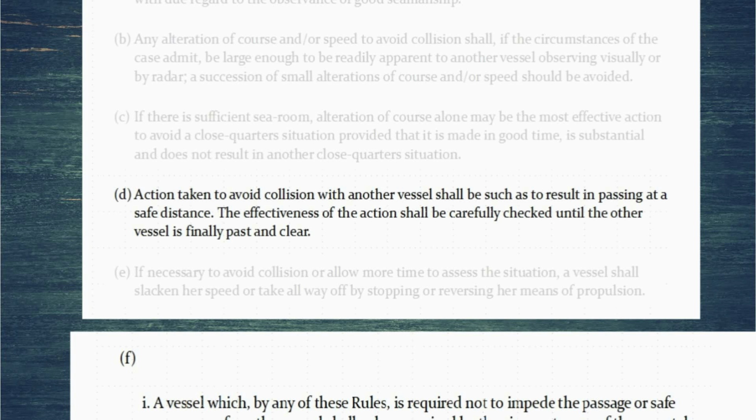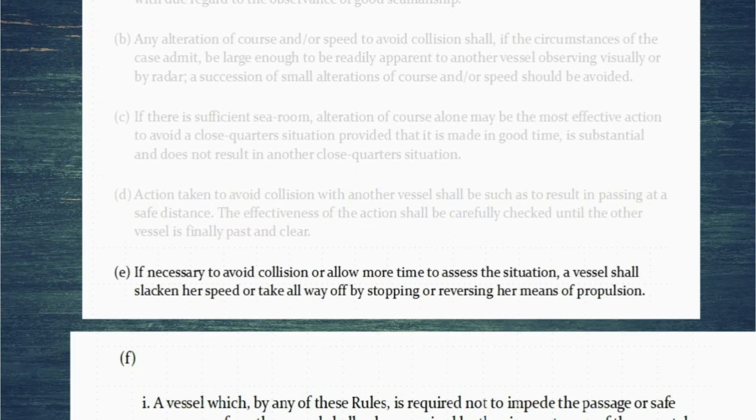And then you need to continue checking until the other vessel is finally passed and clear. So if you are ever asked at what point you can alter back to your original heading, the answer will always be once I'm finally passed and clear, straight out of Rule 8.